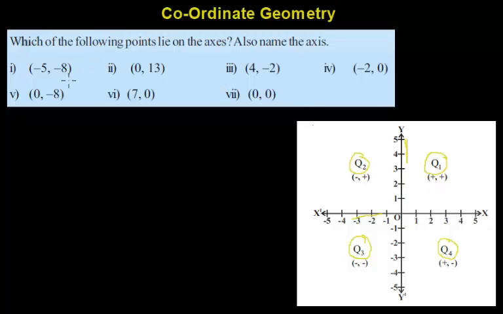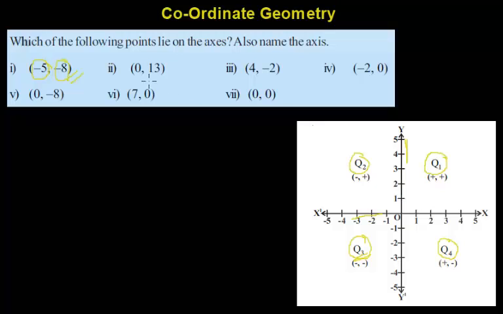Let us take the first point. When you consider the first point, it is -5 and -8. -5 and -8 both are negative. That means the abscissa and the ordinate, both of them are negative. So, it comes to the Q3 third quadrant. Okay, that means it doesn't lie on any of the axes.